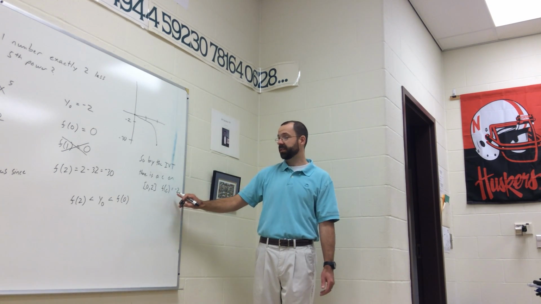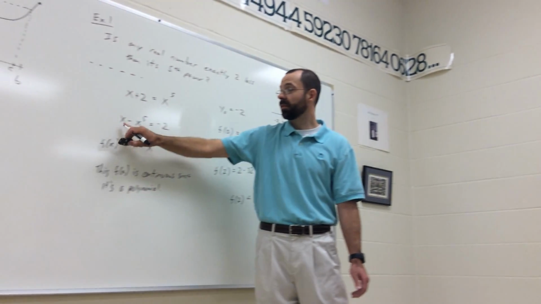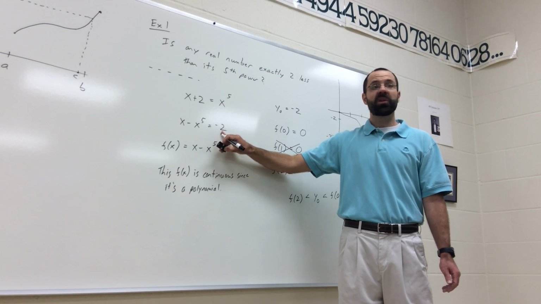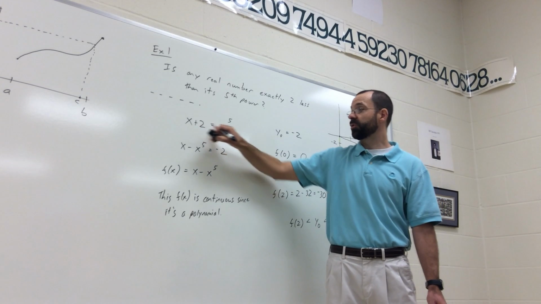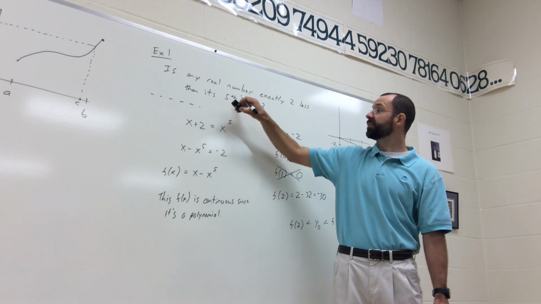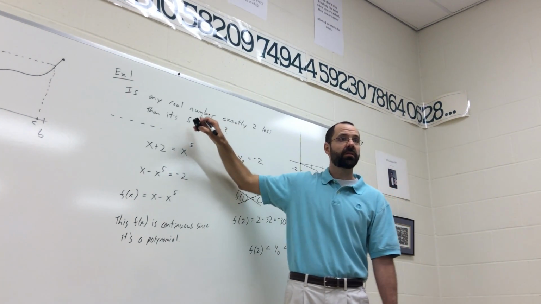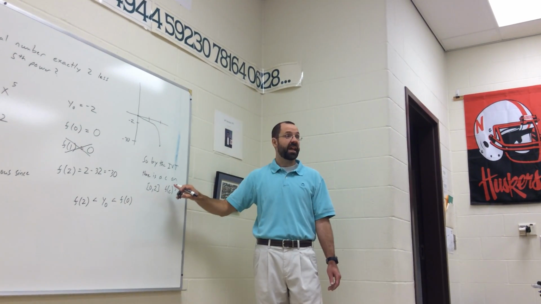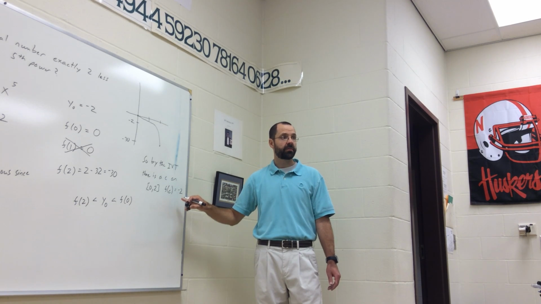And so that means that if I plug that number in here, it's going to equal negative 2, which means that if I plug that number here and here, those would be equal to each other. So that means that that number is exactly 2 less than its fifth power. So the answer is yes, there is a number that will do that.